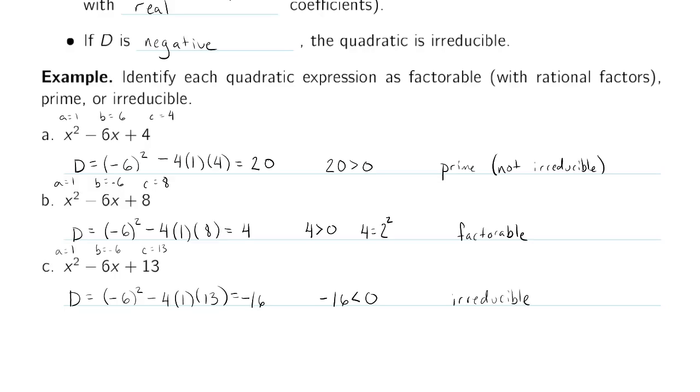So just by looking at the discriminant, we can tell whether our quadratic is prime, but not irreducible, factorable over the rationals, or irreducible.